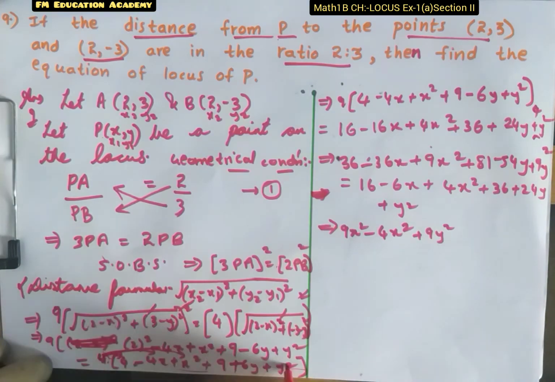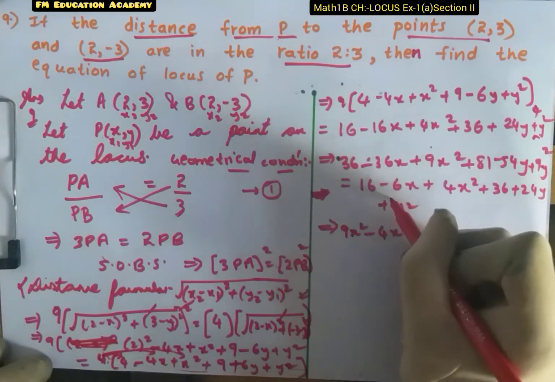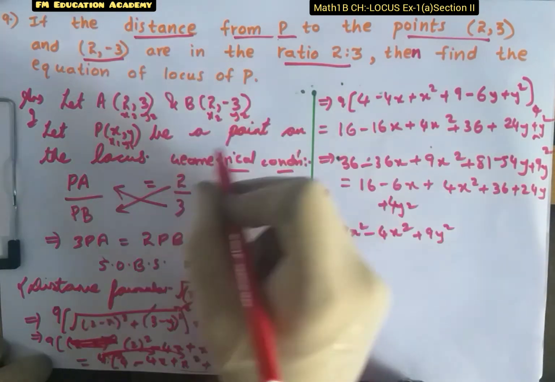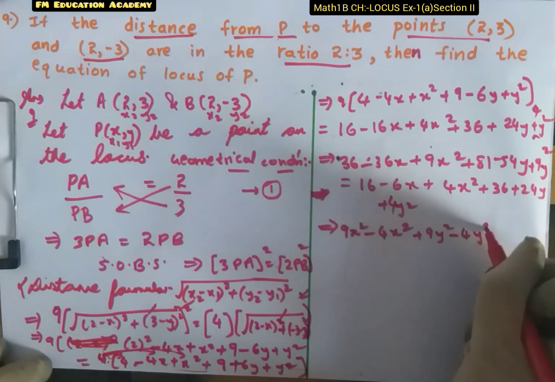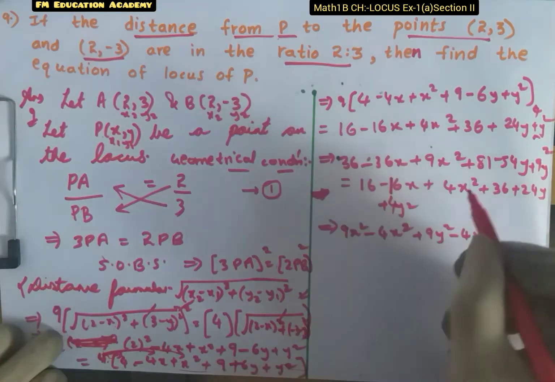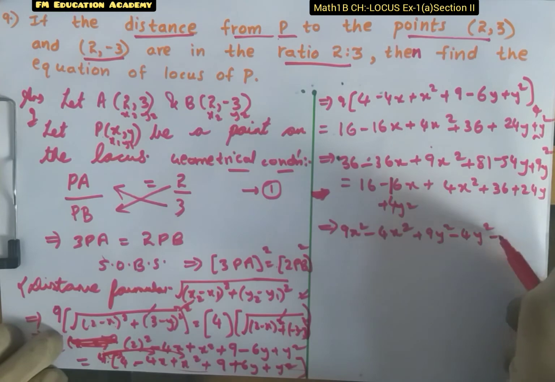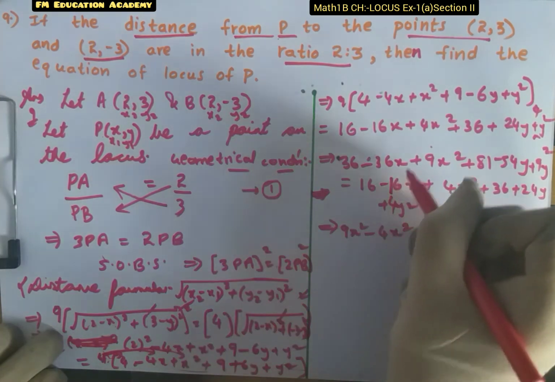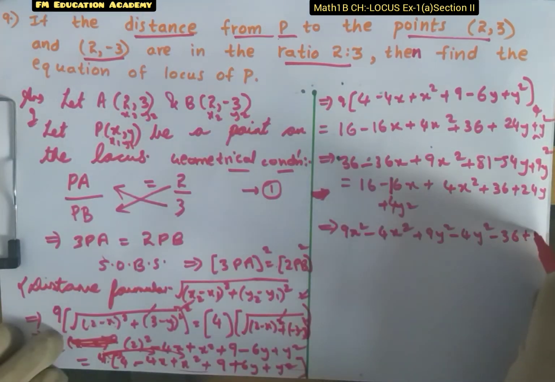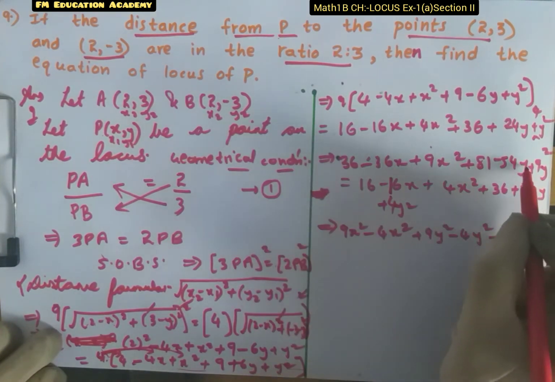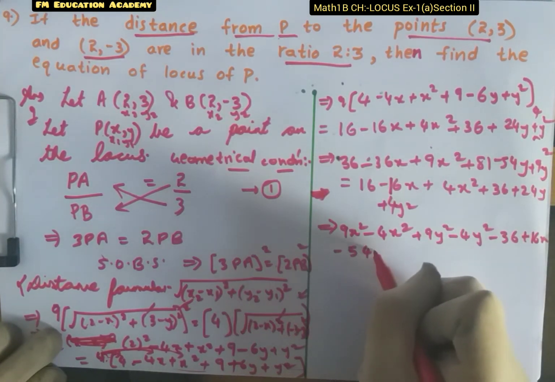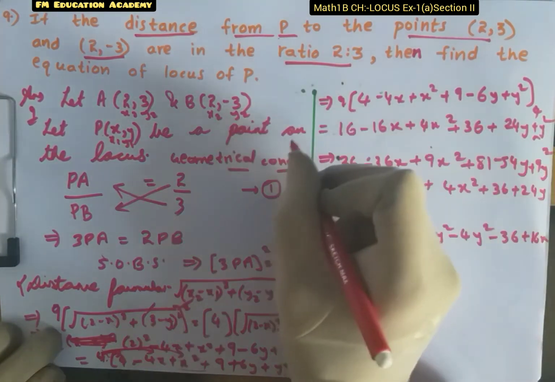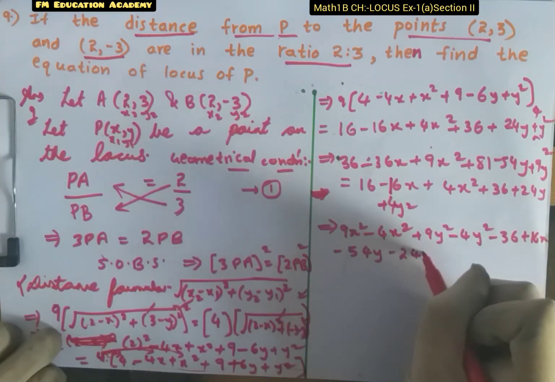Because 4 into y square is 4y square. So plus 4y square, if it goes that side, becomes minus 4y square. Now we have minus 36x. If we take this plus minus 16x, that side becomes plus 16x. Here we have minus 54y plus 24y. If we take it on LHS, it becomes minus 24y.